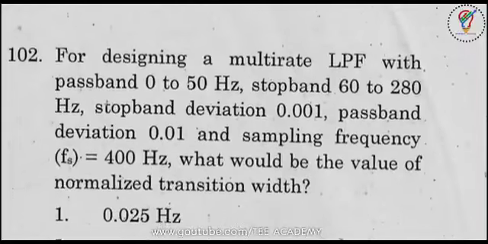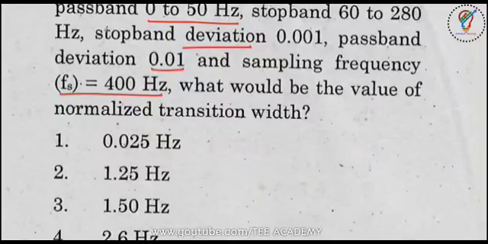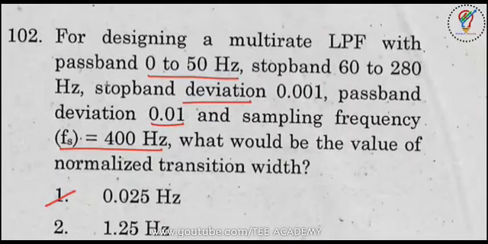Next one for this session: for designing a multi-rate LPF, low pass filter, with a pass band 0 to 50 Hz and a stop band 60 to 280 Hz, the stop band deviation 0.001, pass band deviation 0.1, and a sampling frequency fs is equal to 400 Hz. What would be the value of normalized transition width? The normalized transition width is 0.025. So the answer for this question is 1 here.